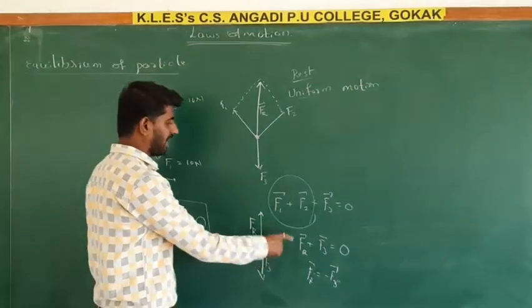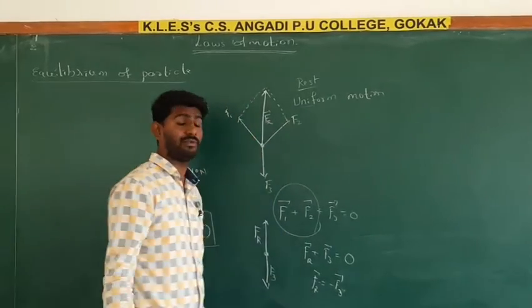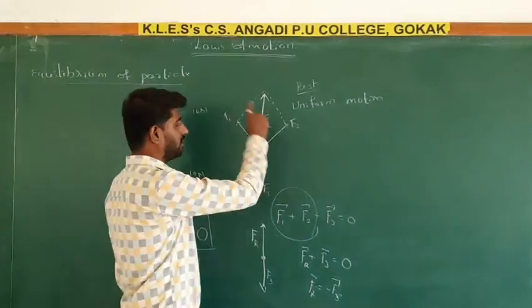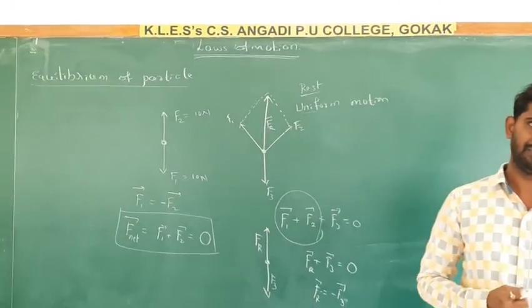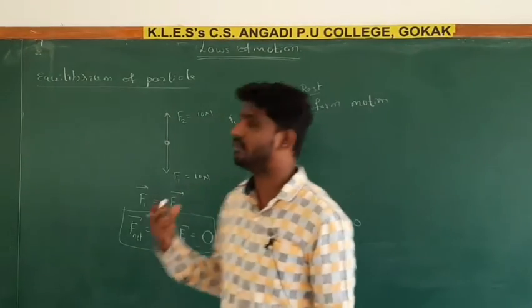Okay, so in this way you can show that the vector sum of these three forces is equal to 0. So this is the way to show the particle is in equilibrium. Okay, finally, what do we conclude as the equilibrium of a particle?